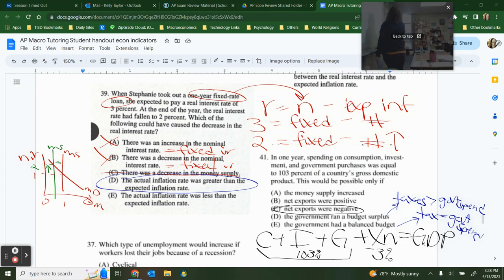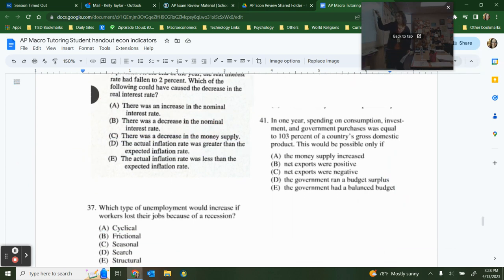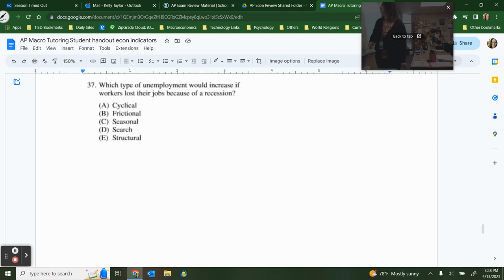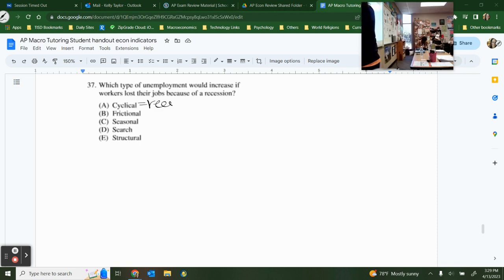Okay. And last question on the page. All right, let's define them all, shall we? So cyclical unemployment is a recession. It's named after the business cycle because recessions are in fact cyclical. They happen in a cycle, the business cycle. Frictional. Someone tell me frictional. You have the skills for the job that you are looking for. Seasonal is just the wrong time of the year.